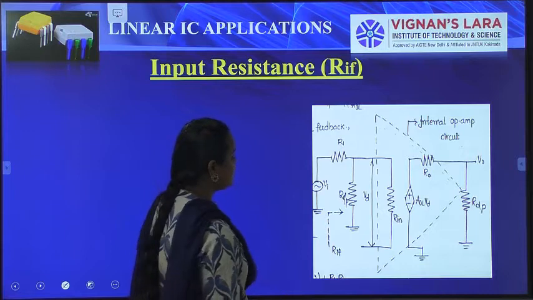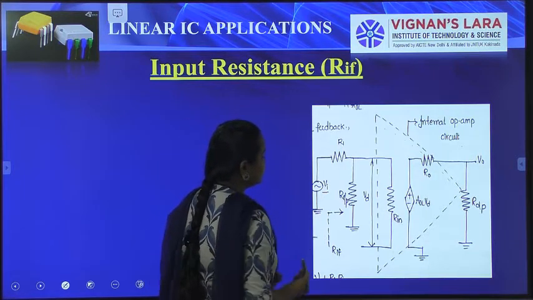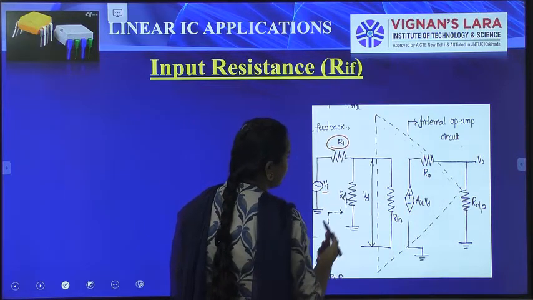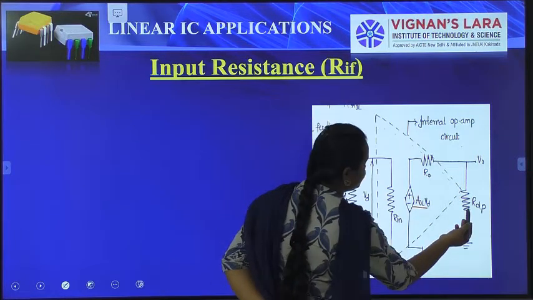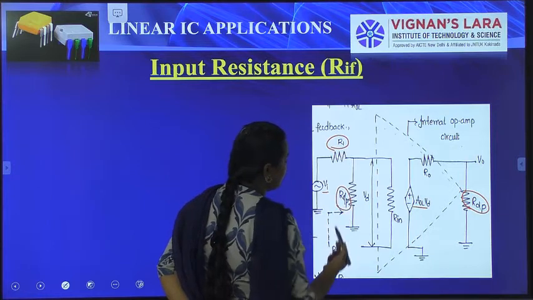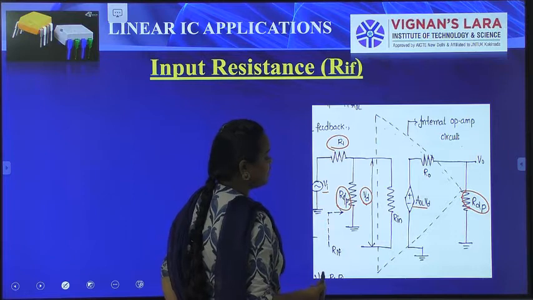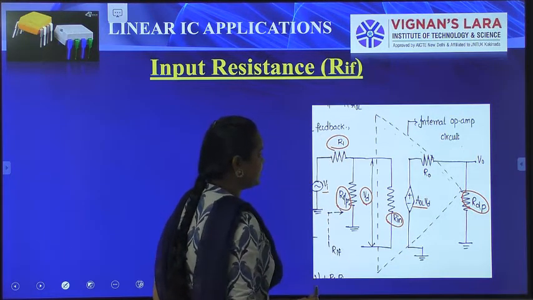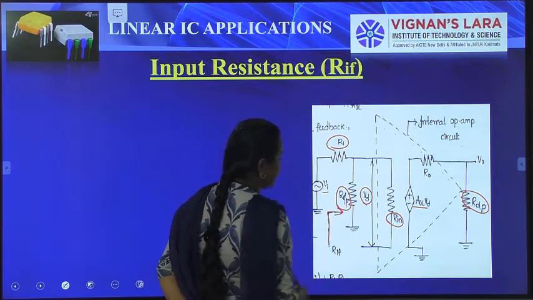I am taking the circuit which has the input Vi connected to the R1 resistor, and we have an op-amp with a gain AOL VD, the output resistance R output and the input resistance R input. VD is the difference between the inverting and non-inverting terminals, and Rin is the input resistor connected here. So RIF is the input feedback.